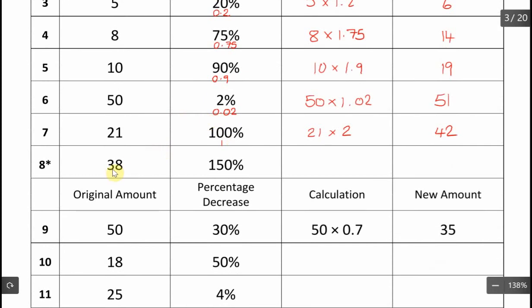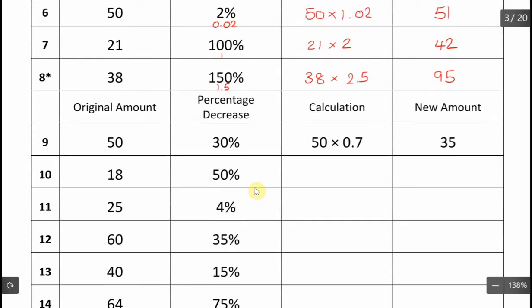It gets a bit harder for number 8. We want to increase by 150%, so that would be 1.5. We're going to add that to 1, which would give us 2.5. We're going to times 38 by 2.5, which would be 76 plus 19, 95. Okay, you can use a calculator for those, by the way.